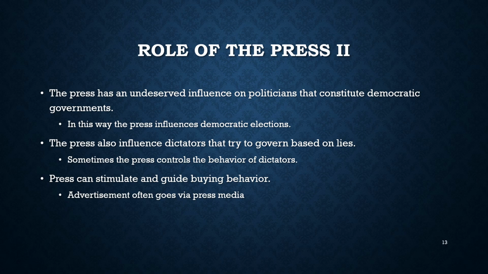The press has an undeserved influence on politicians that constitute democratic governments. In this way the press influences democratic elections. The press also influence dictators that try to govern based on lies. Sometimes the press controls the behavior of dictators. Press can stimulate and guide buying behavior. Advertisement often goes via press media.